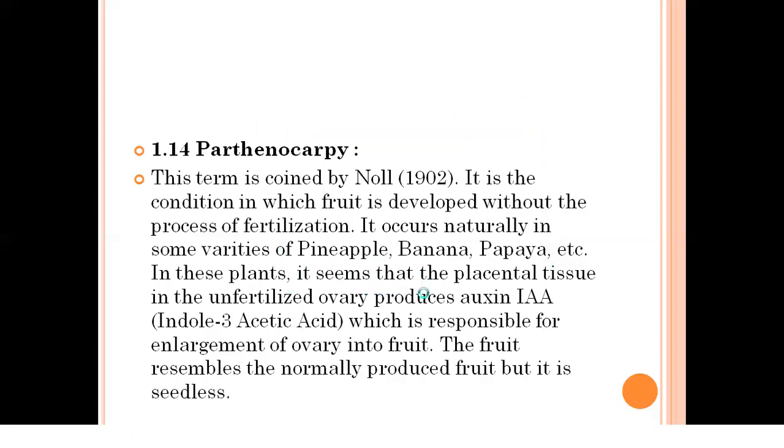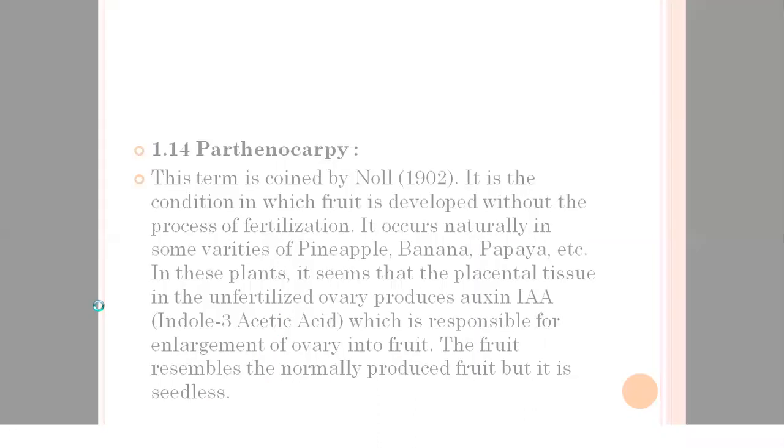In these plants, it seems that the placental tissue in the unfertilized ovary produces auxin. It is the name of a growth hormone, IAA, indole 3 acetic acid, which is responsible for enlargement of the ovary into fruit. The fruit resembles the normally produced fruit, but it is seedless. Means it looks like normal fruit, but it is seedless. This means that parthenocarpic fruits are seedless.